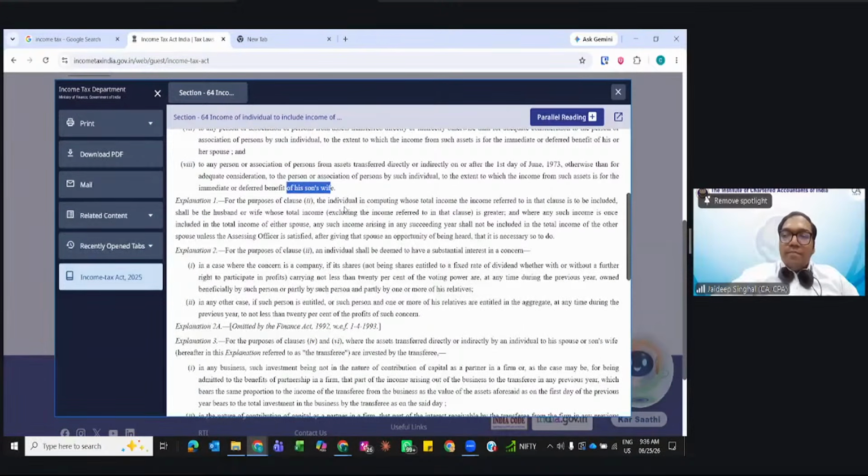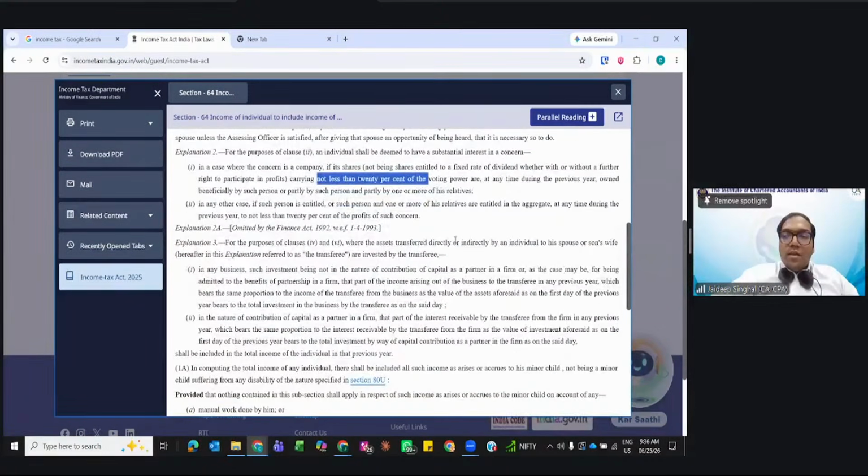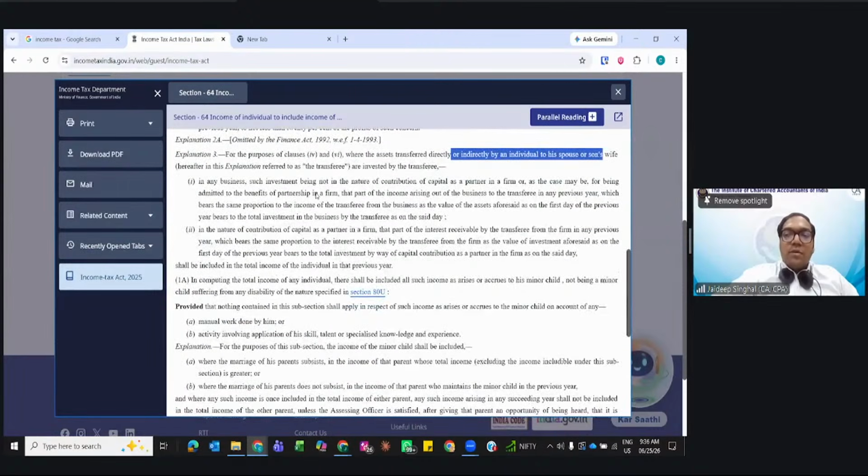Then they have given in whose hands the income will be clubbed, the one who is earning higher income, whose income is greater, right? Then what is substantial interest? Substantial interest is not less than 20%, it means 20% or more, right? Then relatives are seen. Then they are talking about asset transfer directly and indirectly to spouse or son's wife. Then if it is invested into the business, you see the nature of contribution as a partner. You see the first day of the previous year.